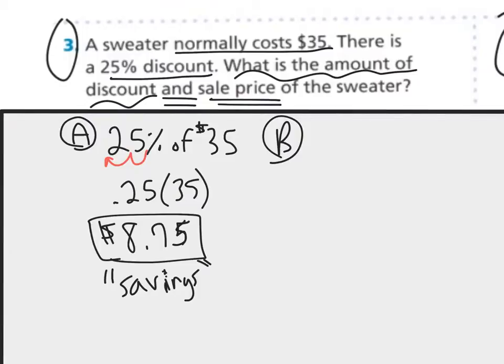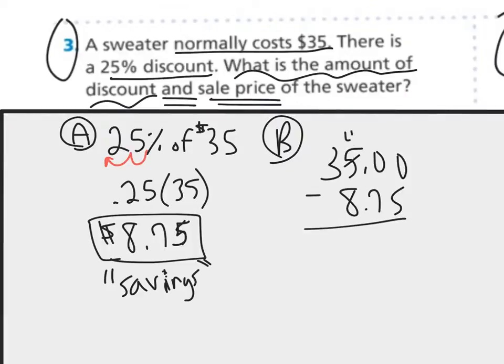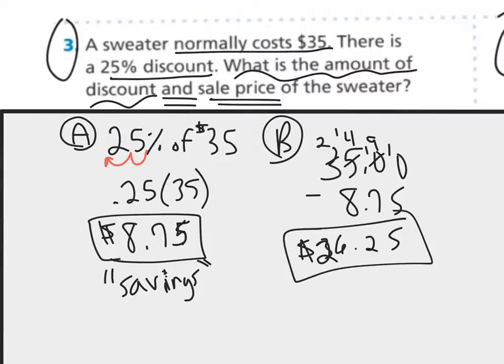So to find that sale price, we started at $35. The discount's going to bring it down $8.75. And when you subtract that, it would be $26.25. Make sure you're not paying more than the original price. If it's on sale, that'd be a ripoff.